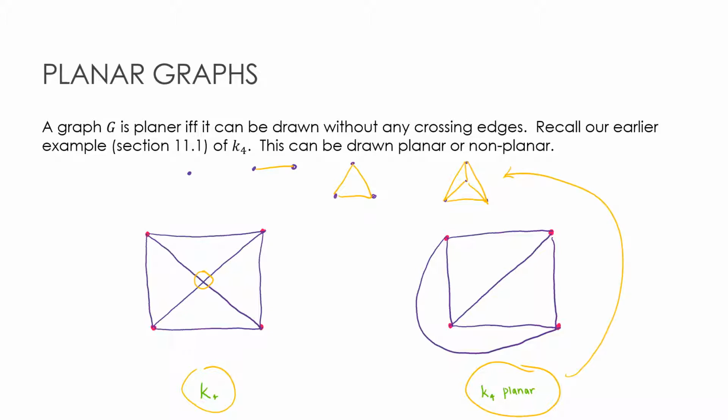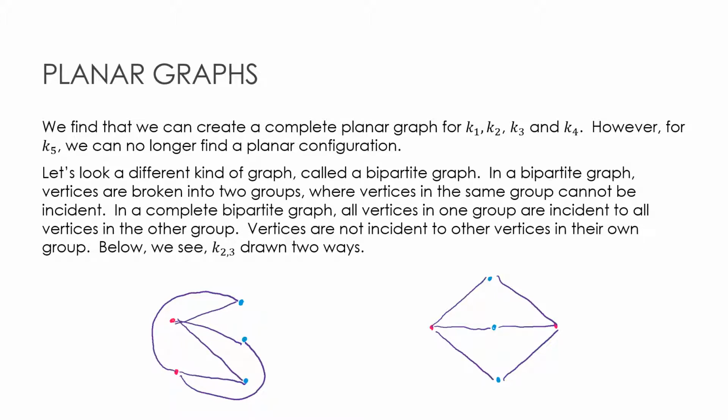Now again, it's legal because this is a vertex, whereas this guy did not have a vertex, and therefore that is why it was not planar. So we know through K4, yes, we can draw a planar graph. The question then becomes, what about K5? And so again, you can do some guess and check here.